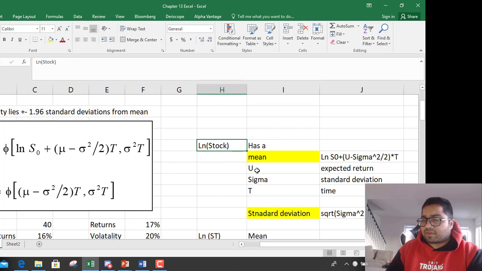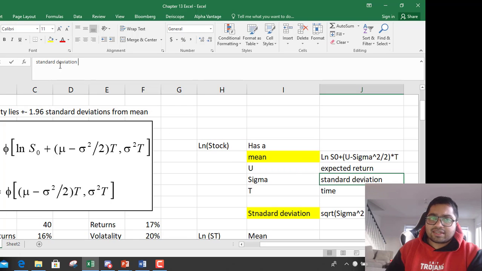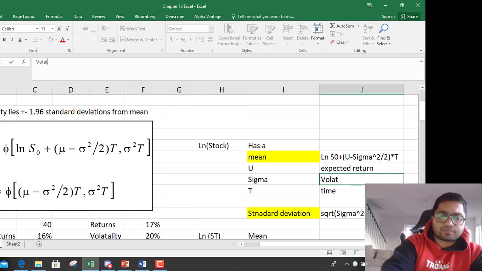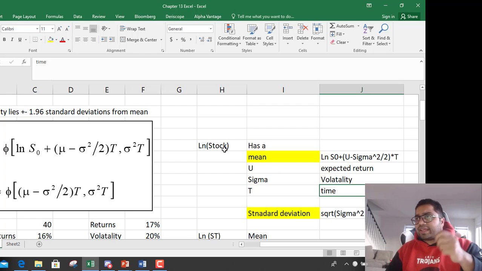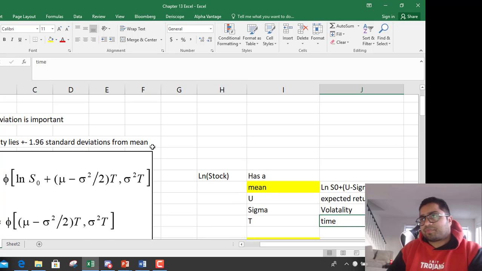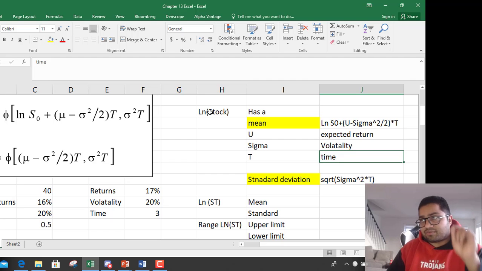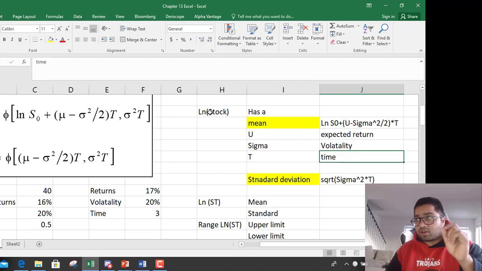Here U is the expected return, sigma is volatility, not standard deviation, it's volatility, and T is time. So given expected return, volatility and time, you can find out what would be the average returns the stock should give in the given time frame. Now once again, this is the log normal of the stock price. This is not the stock price. So once you find out the log normal, then you have to convert it to the normal stock price. So we are going to do that.